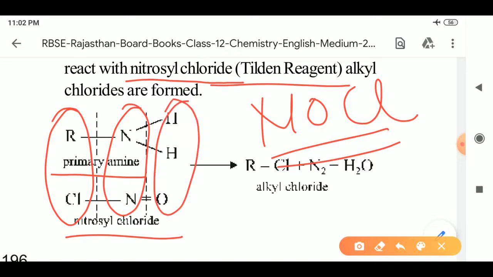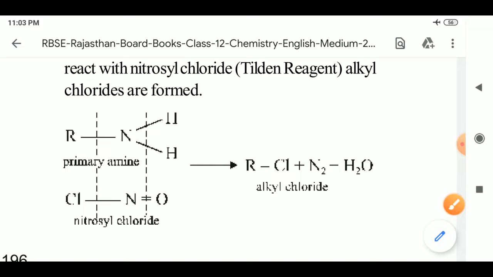So when a primary amine reacts with nitrosyl chloride, it gives alkyl chloride, RCl, plus nitrogen gas and water is removed. So those are the preparation methods of alkyl halides.